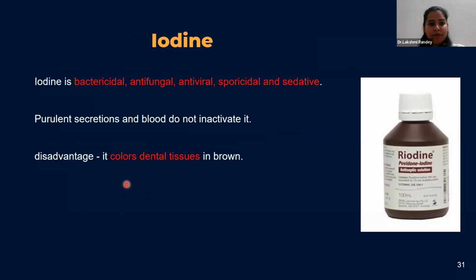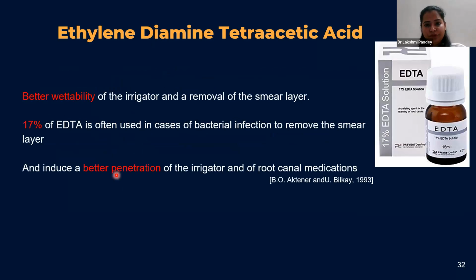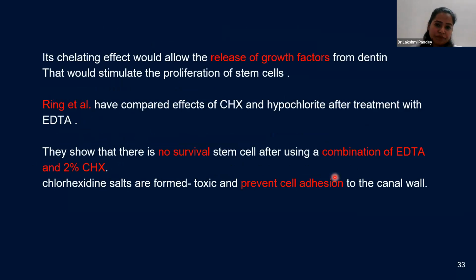Then next we come to iodine. Iodine is bactericidal, which we already know; povidone iodine is antifungal, and purulent secretion and blood do not inactivate it. The disadvantage is that it discolors the dental tissue, so it's not used. EDTA gives better wettability and induces better penetration of irrigants and root canal medicaments. As I already explained, it has another property too. There were a lot of studies that mentioned its chelating effect, which allows the release of growth factors from the dentine that would stimulate the proliferation of stem cells.